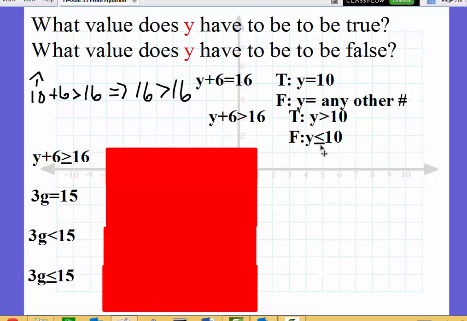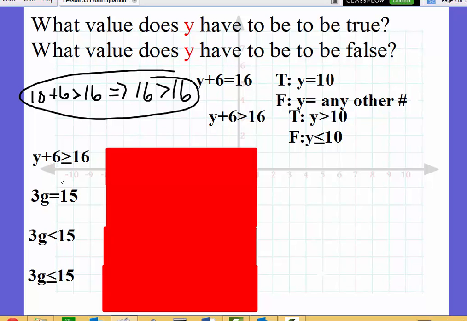My false numbers is whenever I put a number that's 10 or less. And we can see why 10 or less works from this part right here. It obviously works if I put a number less than 10 in, like 0. That's 0 plus 6, that'd be 6. 6 is not bigger than 16. So that's how I get that false part. So let's look at our next one.